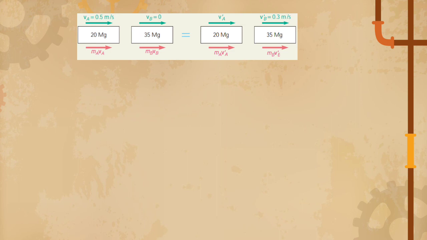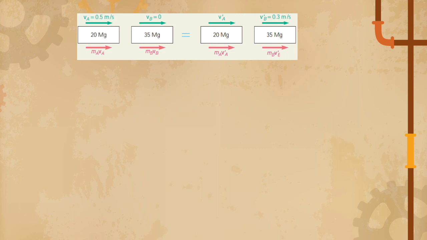In the figure, we can see that m sub A times v sub A plus m sub B times v sub B is equal to m sub A times v'(A) plus m sub B times v'(B), in which our v sub A is equal to 0.5 meter per second, our v sub B is equal to 0, our m sub A is equal to 20 Mg, our m sub B is equal to 35 Mg, our v'(B) is equal to 0.3 meter per second, and the unknown in the problem is v'(A).